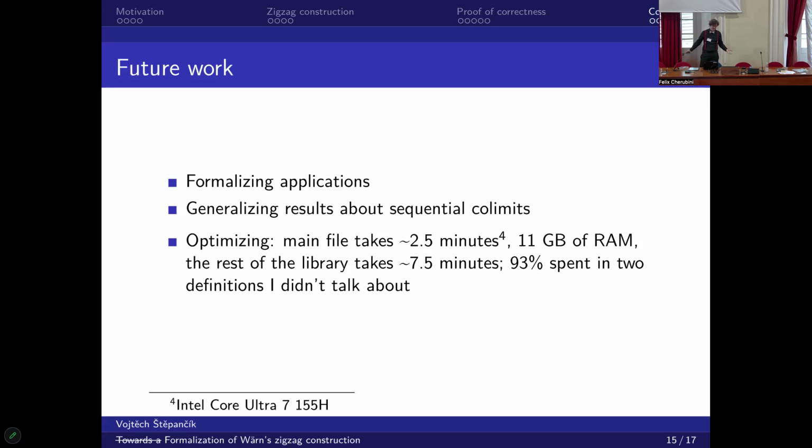There is some future work, as always. We still want to have some applications formalized, because right now we just have the construction. Some results about sequential colimits are not proven in full generality, as I would like. And then I still need to work on optimizing the proof. You can read the times here. The thing is that currently the main file takes about a third of the time to type check as the rest of the library, which is nice. But at least this bottleneck is pretty localized in two symmetric definitions that I unfortunately didn't get to talk about, but you can talk to me about it after.